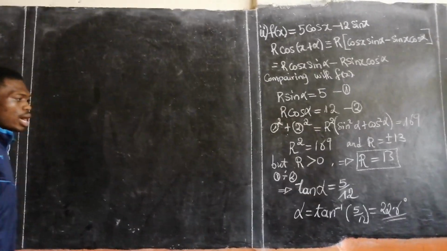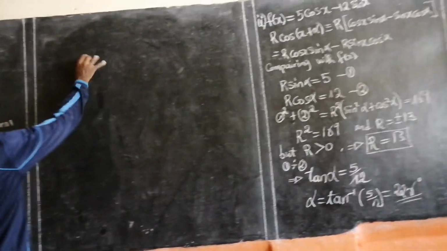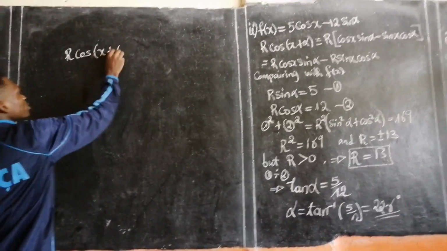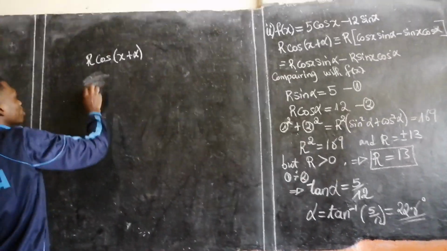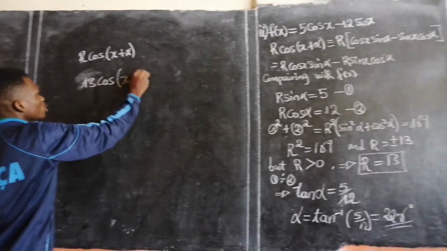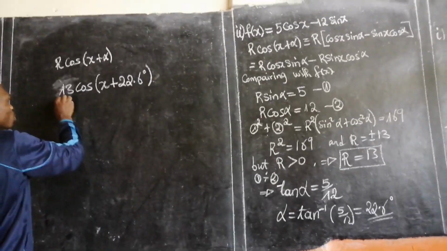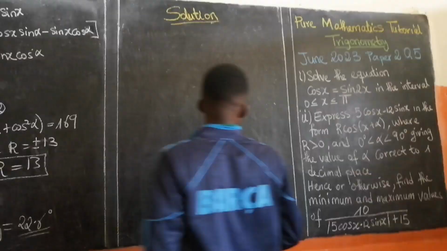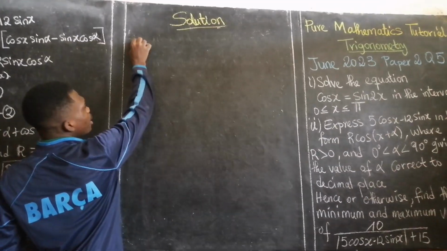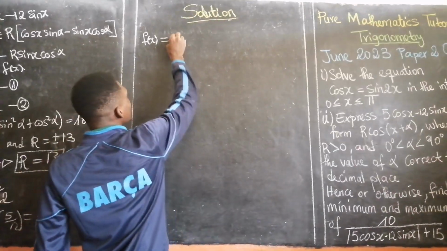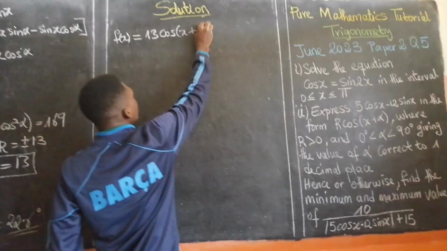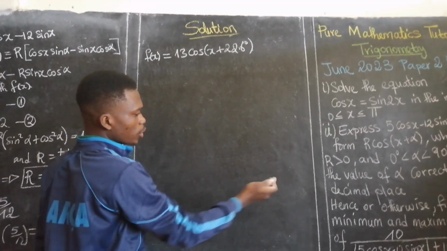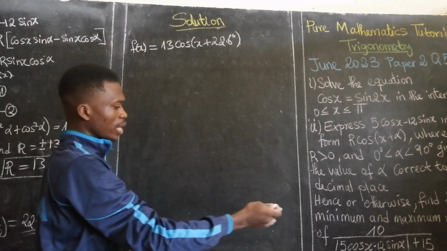After having the value of r and alpha, now we have to express that in the form r cos x plus alpha. So it is going to be 13 cos x plus 22.6 degrees. So this is how we're supposed to express it. Now the question continues, hence or otherwise. So we have that f of x has been expressed as 13 cos of x plus 22.6 degrees. Very good. Now the question continues to say that hence or otherwise, find the minimum and maximum values of this.